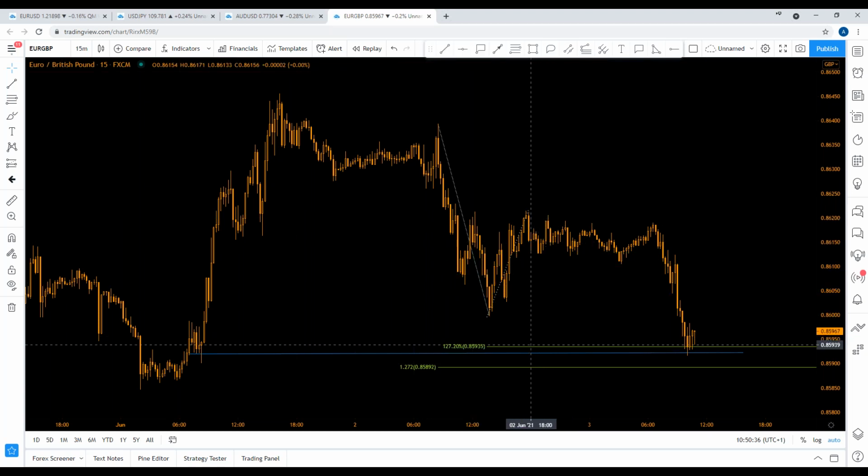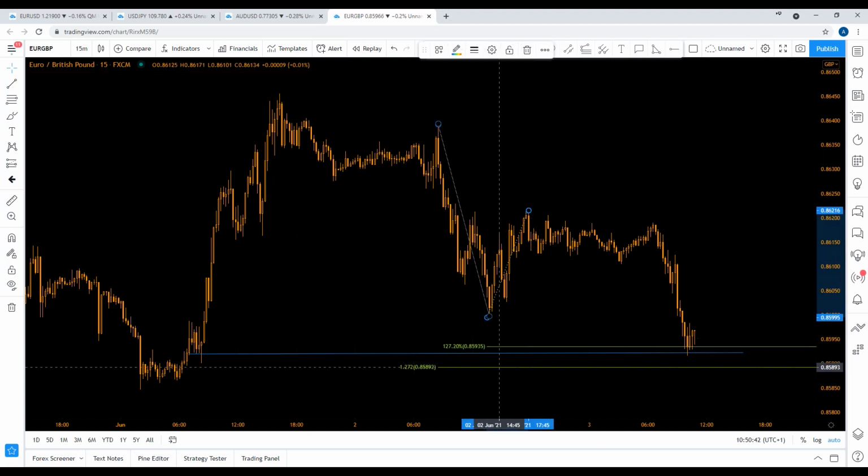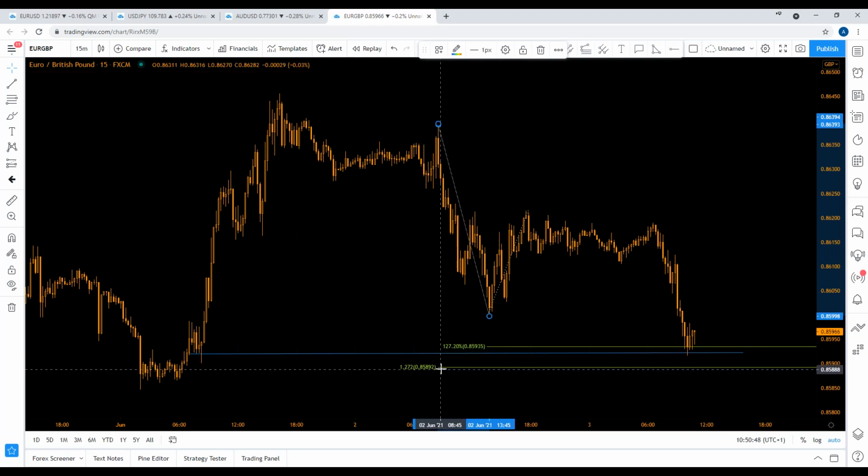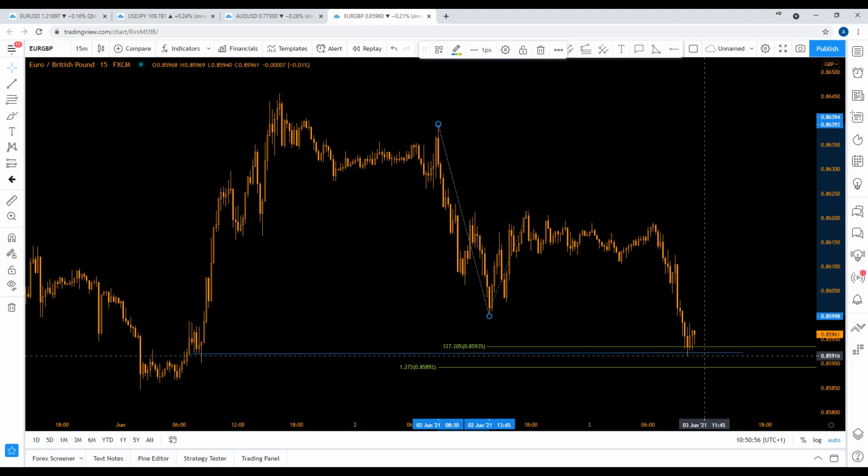So this is the 1.272% fib extension. We also have what's known as a fib expansion at 85.89. So we have some Fibonacci studies in play here. Now, just look at the reaction we had off this level. It's nearly to the pip. Obviously, it doesn't happen all the time like this, but as you can see, they do hold some weight within the market.